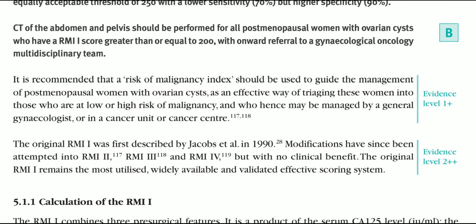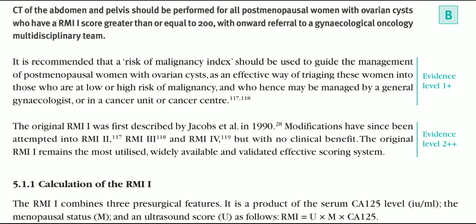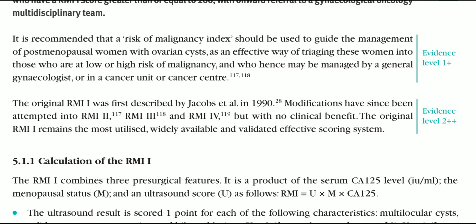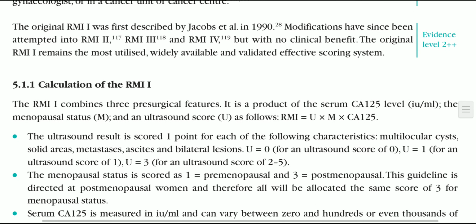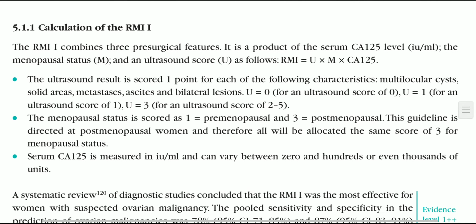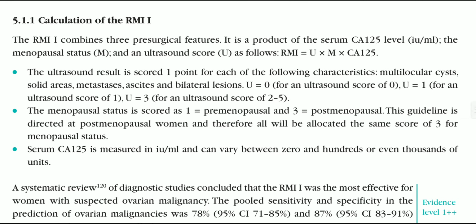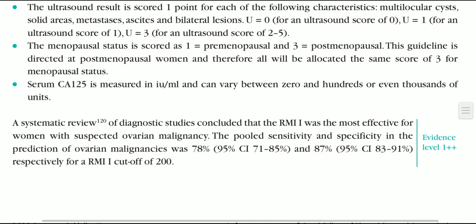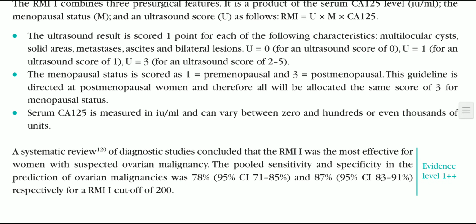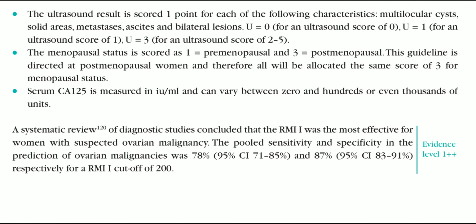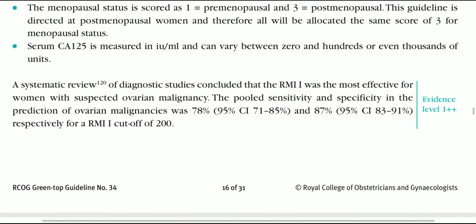Now, when was the RMI score first described? It was described in 1990, and modifications have been made in order to describe RMI2, RMI3, RMI4, but they are not of clinical benefit, and the RCOG uses the RMI1. Okay, how to calculate RMI? As I have already explained in the initial chart, that is how we calculate the RMI. And how much is the sensitivity and specificity of RMI1? RMI1 has a sensitivity of 78% and specificity of 87%.